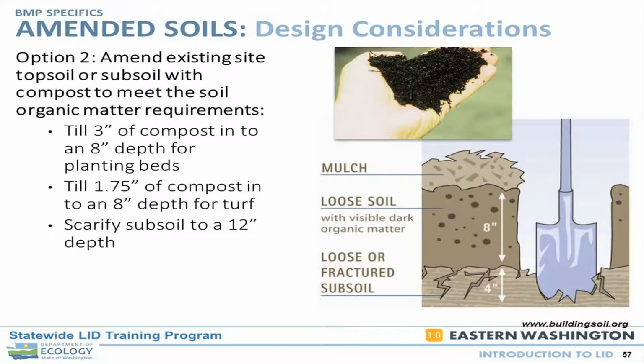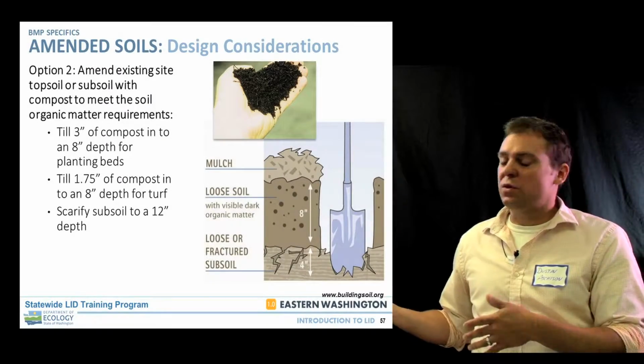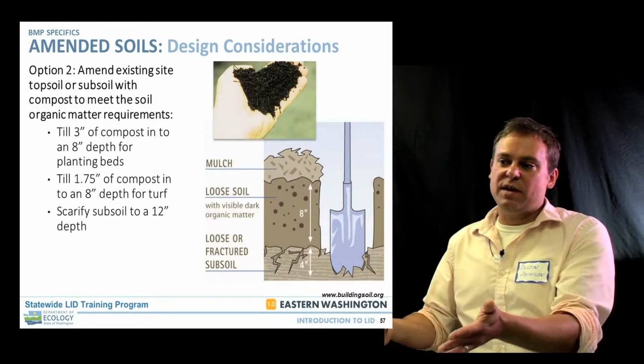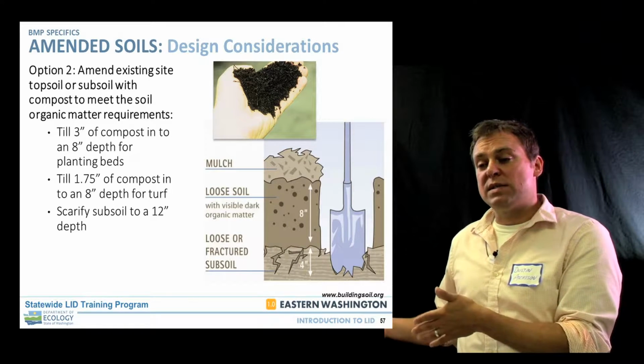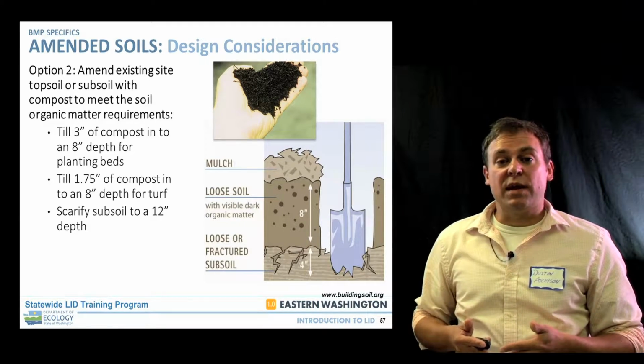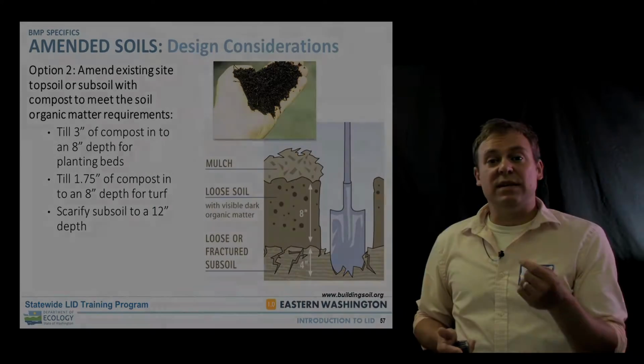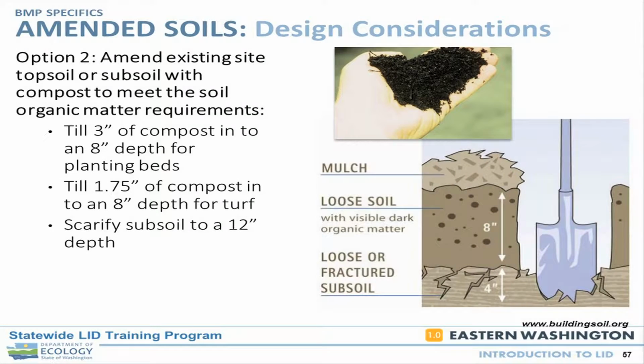Option 2 is amending the existing topsoils. So if you keep the topsoil on site but it's not very high quality, you can actually bring in compost, or if you stripped away the topsoil and you're left with a native soil, you can bring in compost and till it into the soil to achieve the standard. And here's 2 basic formulas for that. To meet it for planting beds, 3 inches of compost tilled into 8 inches of soil will meet that standard.